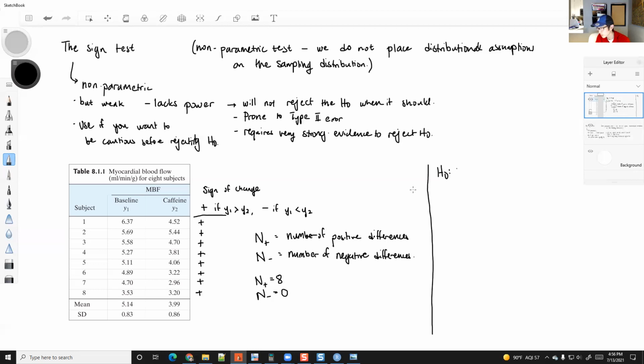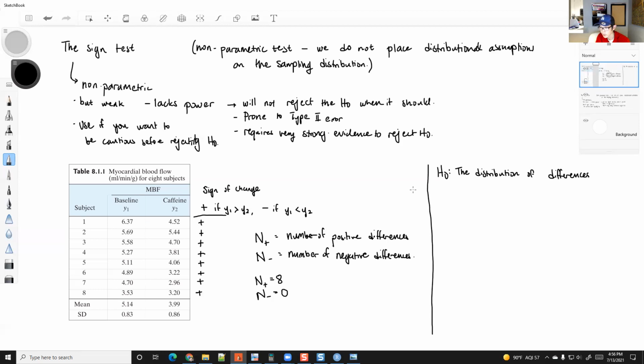How do I express this? The distribution of differences between baseline and after caffeine is just as likely to be positive as it is to be negative.